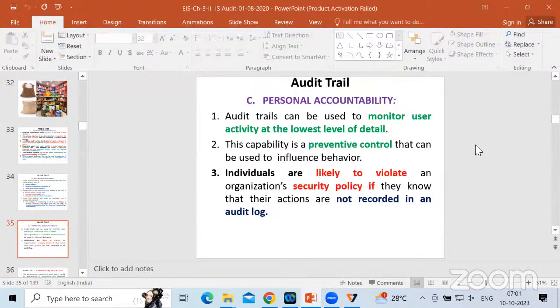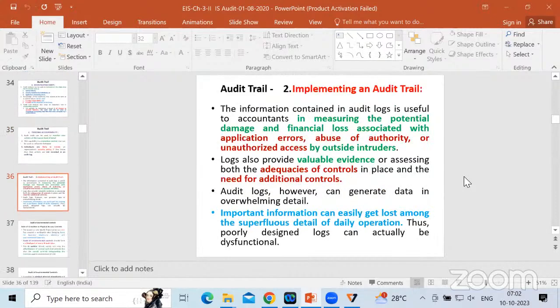So individuals can easily access a house if they know the CCTV camera is not installed in the house. So similarly, if the audit trail is not recorded, audit logs are not recorded, or system log is not recorded, or application log is not recorded in the computer system or information system, there is every possibility that the internal or external hackers could violate the rules and commit some kind of offenses. So audit trail just prevents it. So mark this as important.